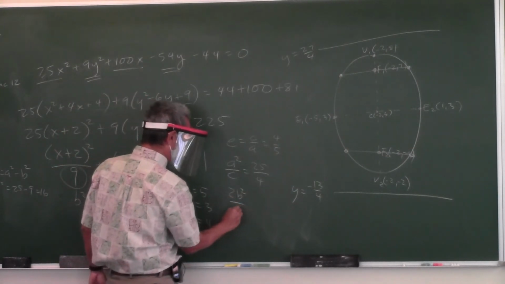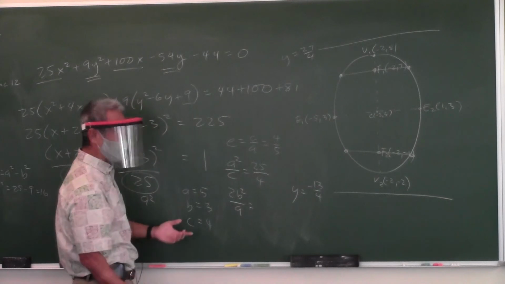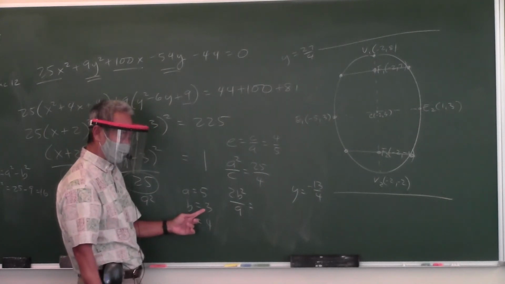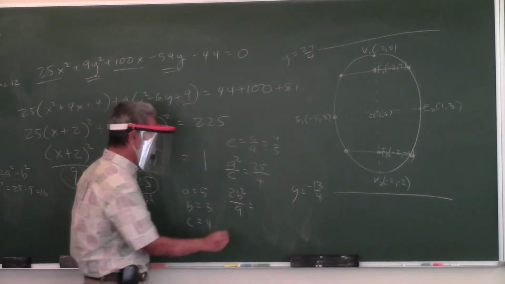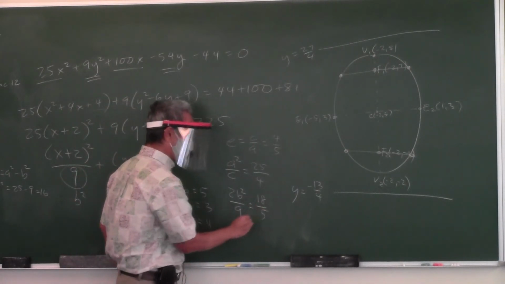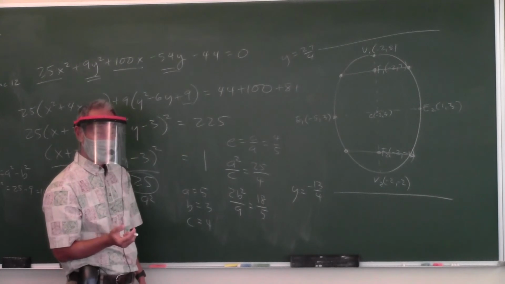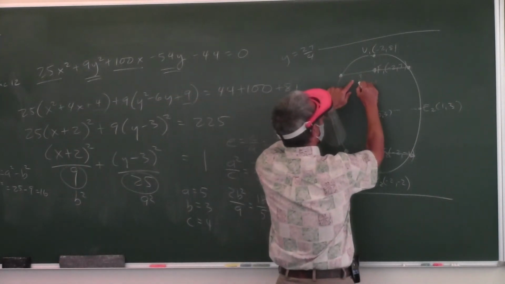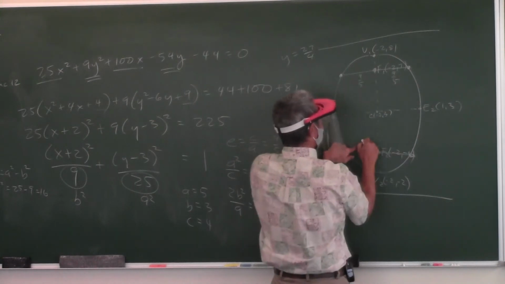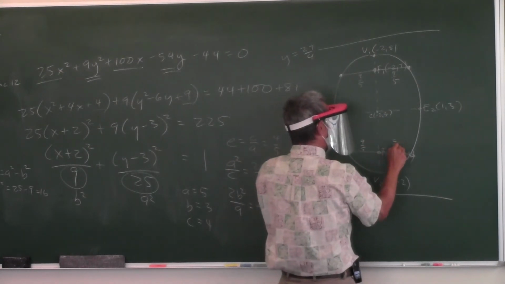2b squared over a. So let's see if we can do this in our head. What is b squared? 9 times 2? 18 over 5. So this is the length of the latus rectum. So half of that would be 9/5. So that means this is 9/5, this is 9/5, this is 9/5, this is 9/5.